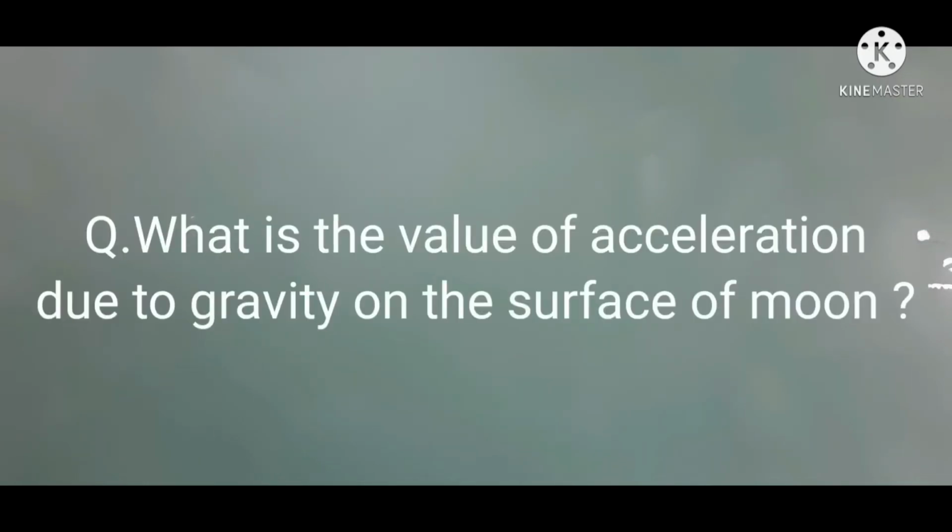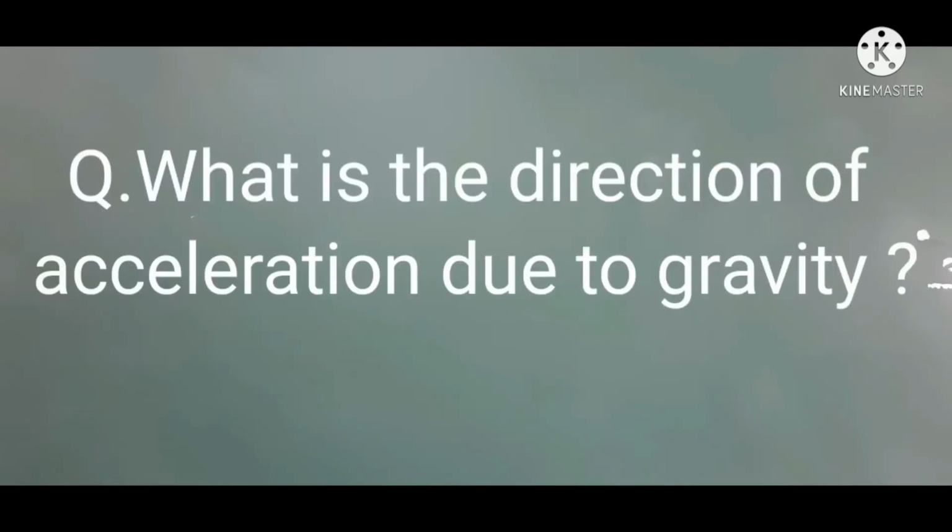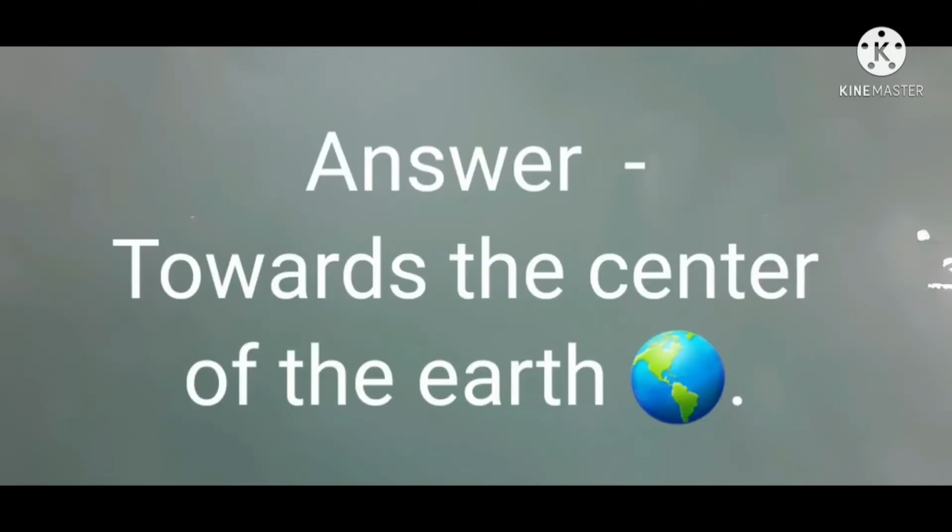Next question, what is the value of acceleration due to gravity on the surface of the moon? Answer: gm is equal to 1 upon 6 ge is equal to 1 upon 6 into 9.8 meter per second square is equal to 1.6 meter per second square on the surface of moon. Next, what is the direction of acceleration due to gravity? Answer: towards the center of the earth.